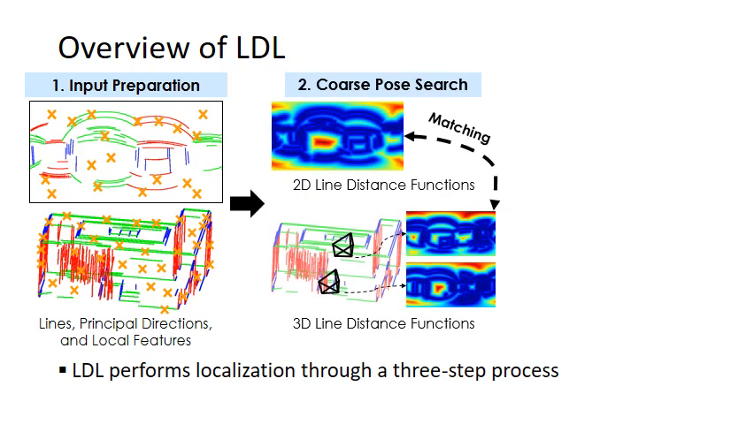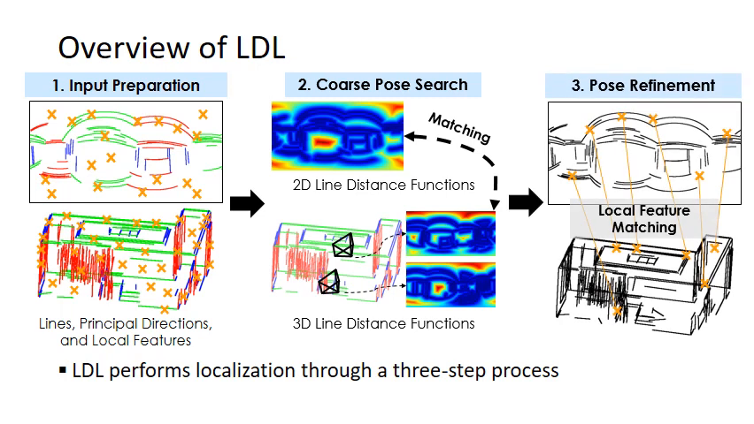Then, LDL performs coarse pose search using novel line descriptors called line distance functions. We compare the holistic distribution of lines decomposed along the principal directions. Compared to establishing individual correspondences between lines, our approach is free from data association errors and can quickly compare large amounts of candidate poses. As the final step, LDL applies local feature matching between the panorama and selected poses within the map to obtain the refined pose.